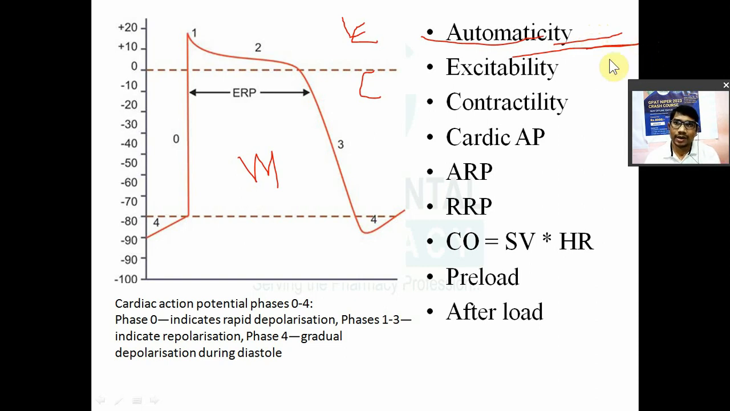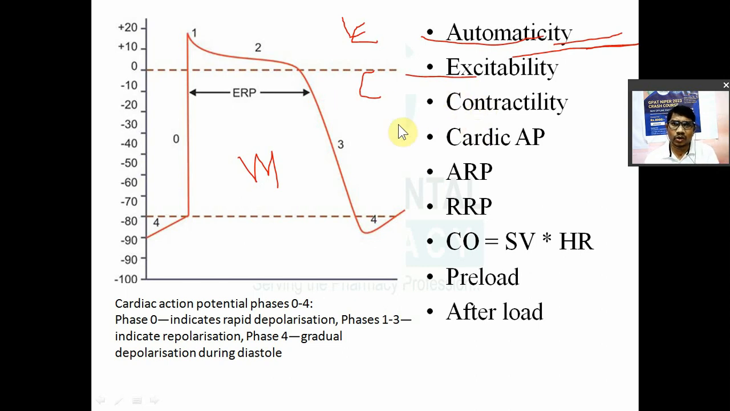Now excitability means what? Excitability is the property of a cell to undergo depolarization when there is an impulse, to respond to the impulse in the form of depolarization. The property of a cell to undergo depolarization after receiving a signal or an impulse is known as excitability.